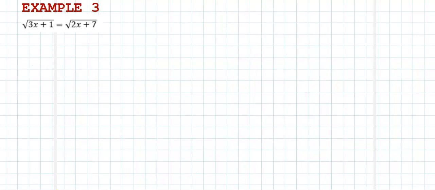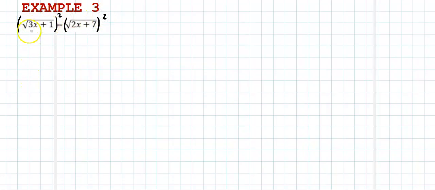Let's do another example. If we have a square root on both sides of the equation, we need to elevate to the second power on both sides.